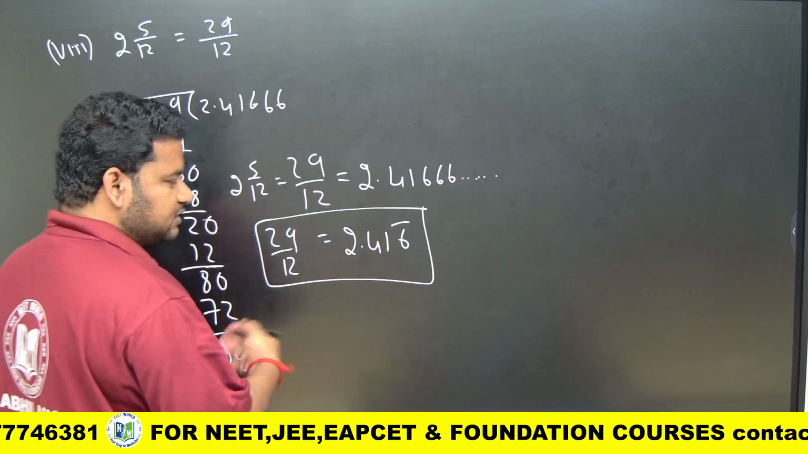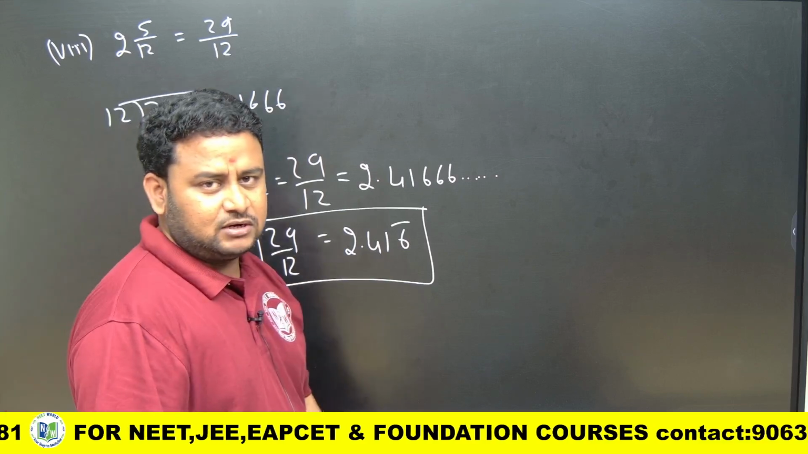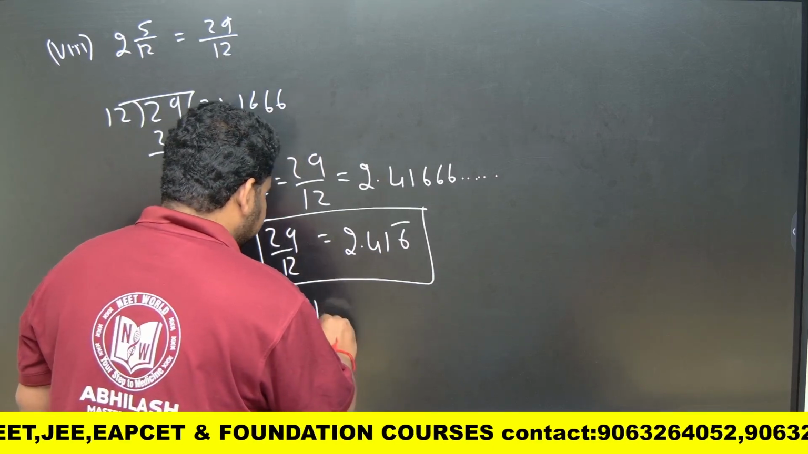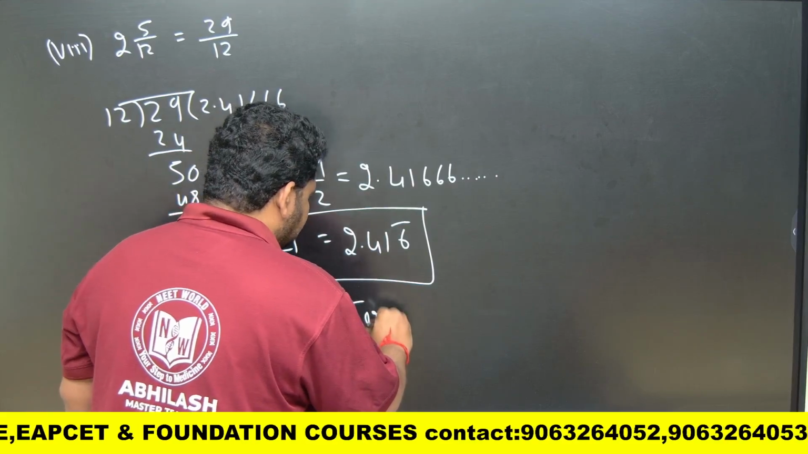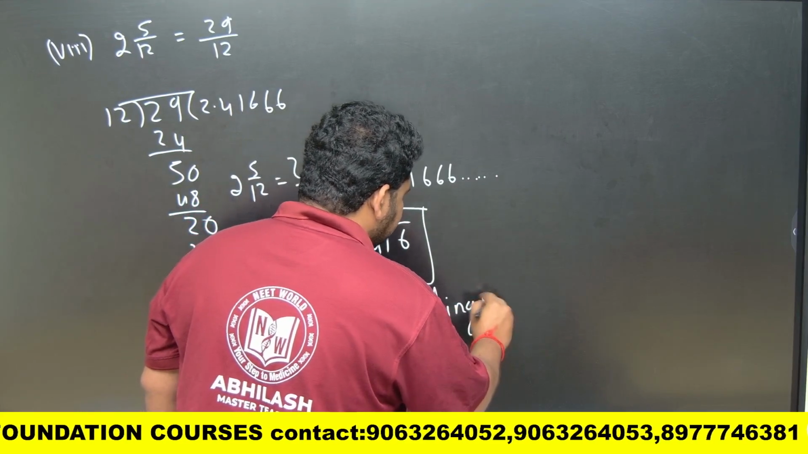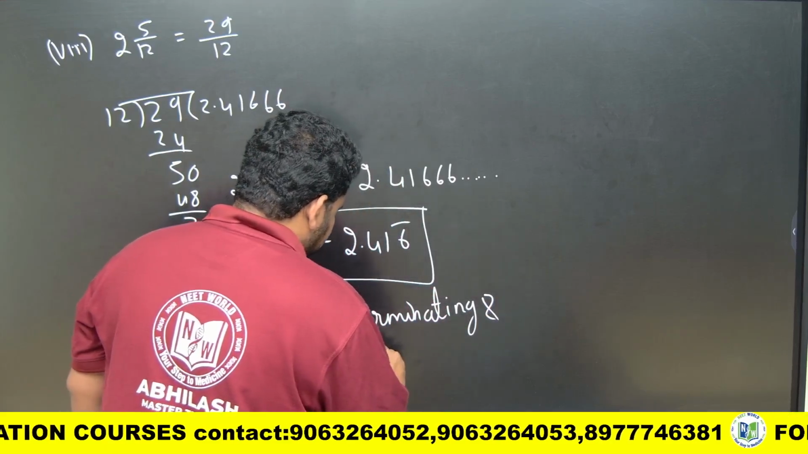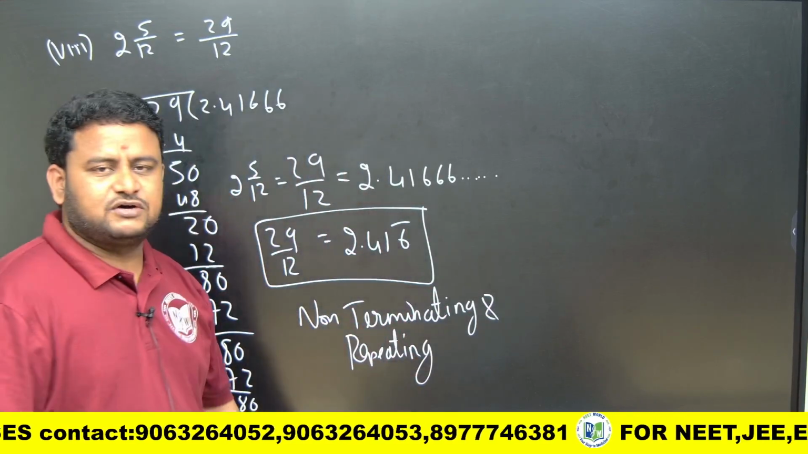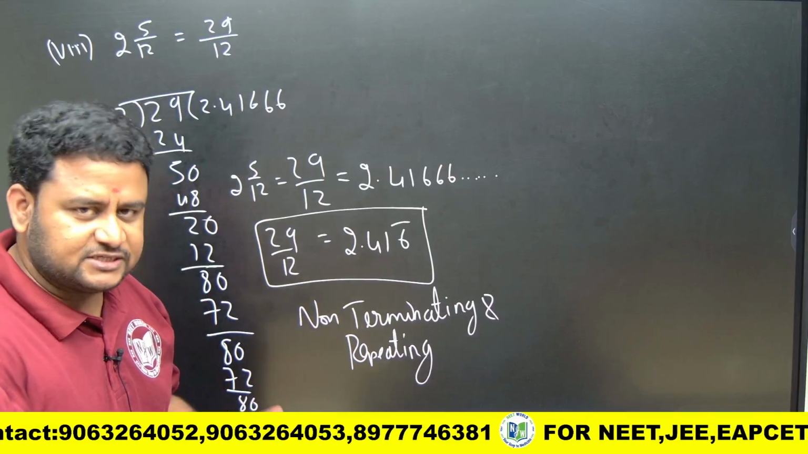So what is this? Is it terminating? No, definitely not. Is it repeating? Yes, 6 is repeating. So the answer is: it is non-terminating and repeating. Got it, friends? So this is how we have solved every question that is present in the second main.